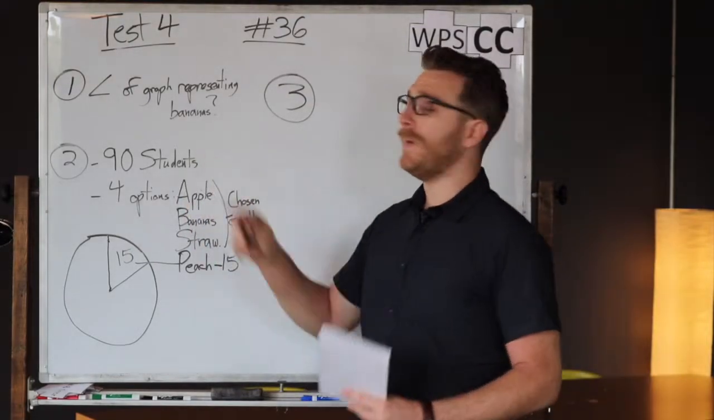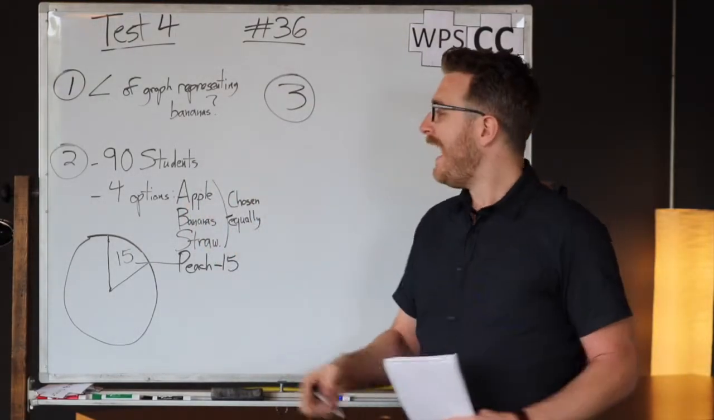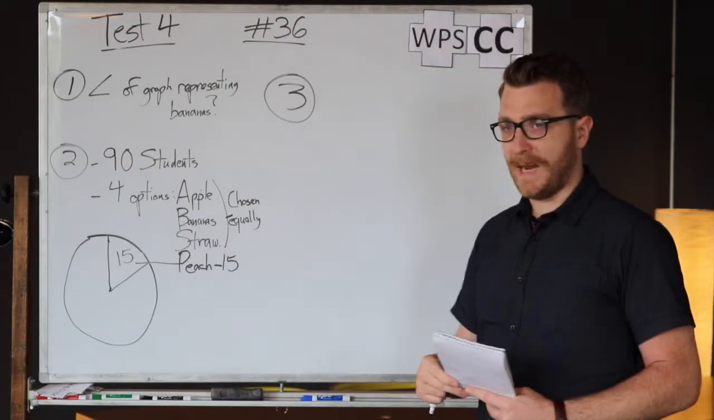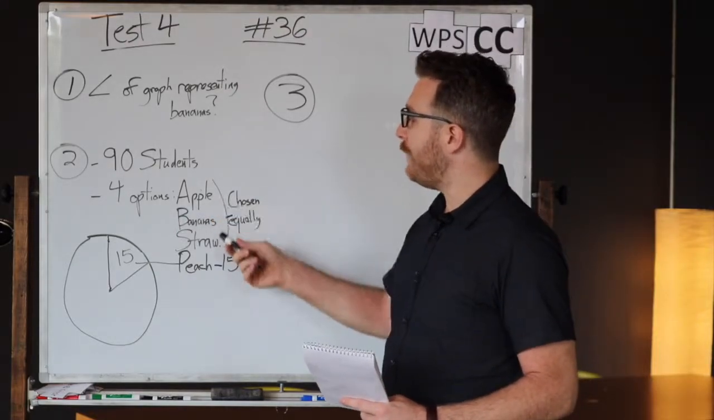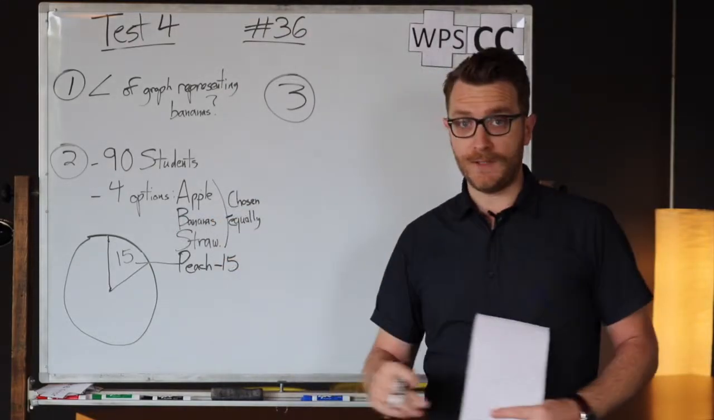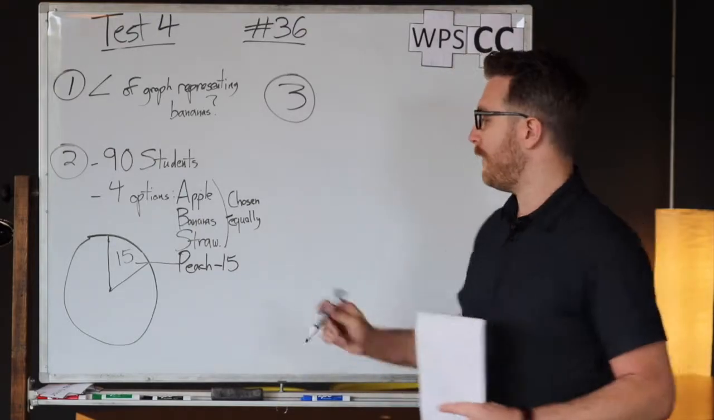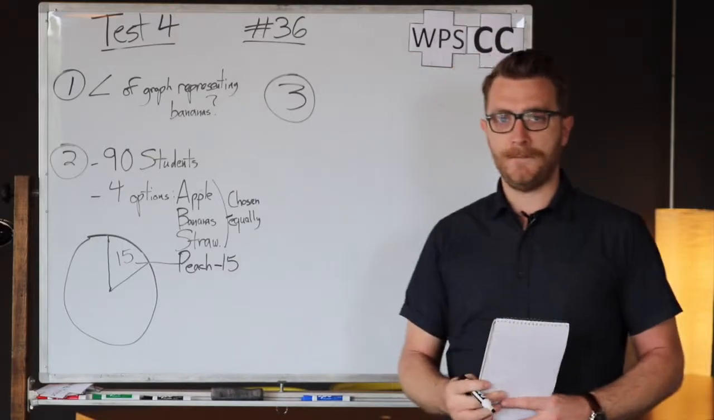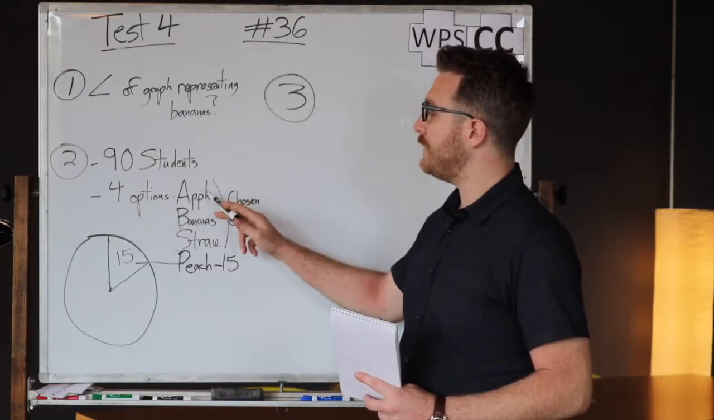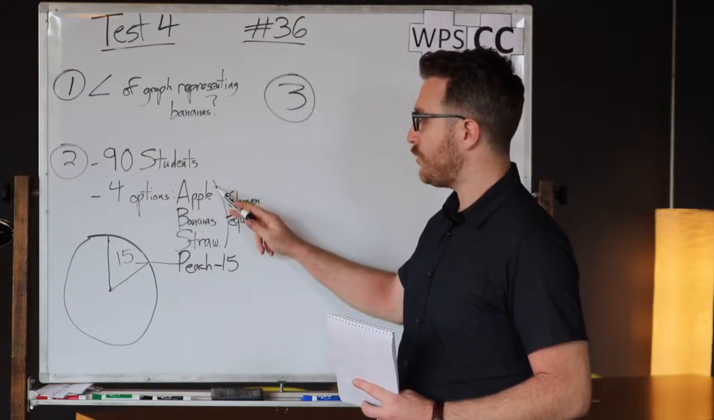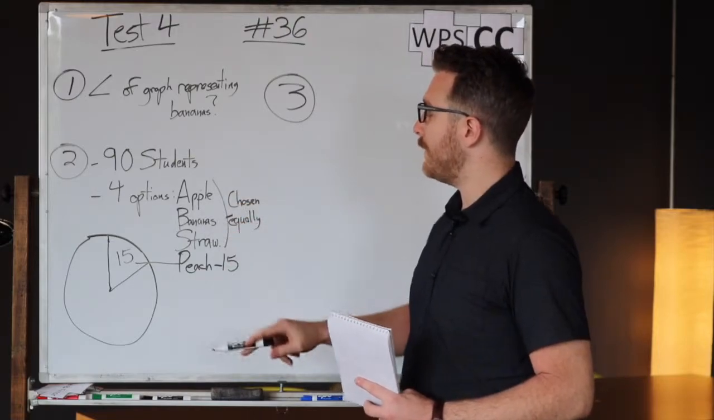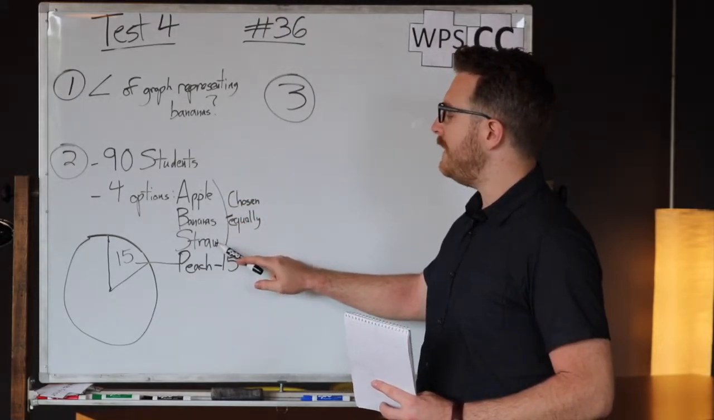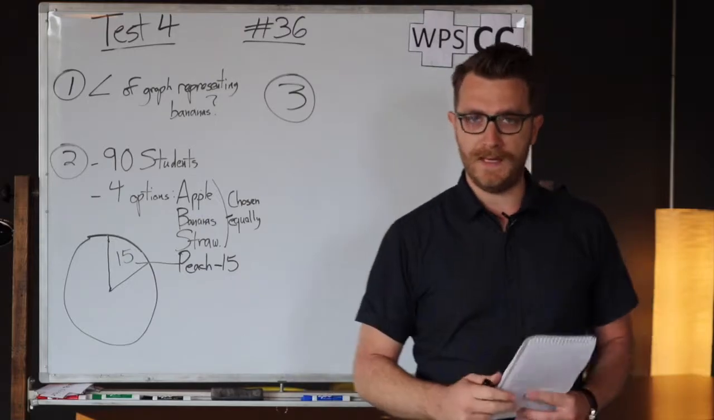We know from the question that we have 90 students total, and we have 4 options of the type of fruit. We have apple, bananas, strawberries, and peaches. We're told the following information, that 15 students chose peach, and the remaining students all chose an equal portion apple, bananas, and strawberries. So whatever's left over, an equal number of students chose all of these.